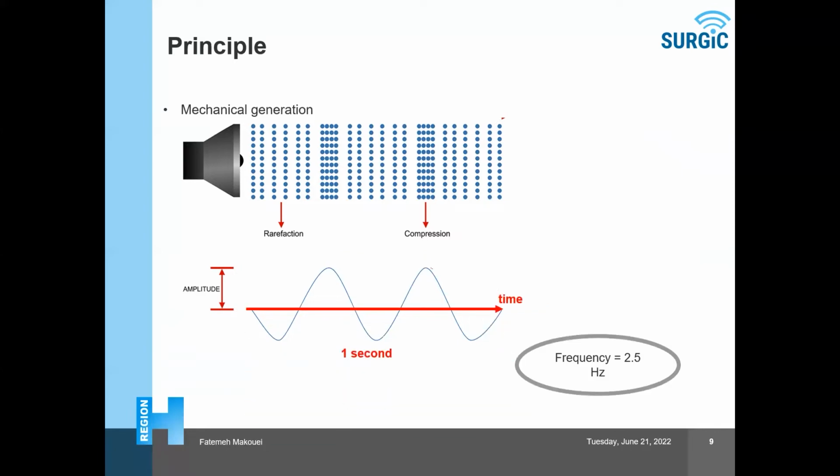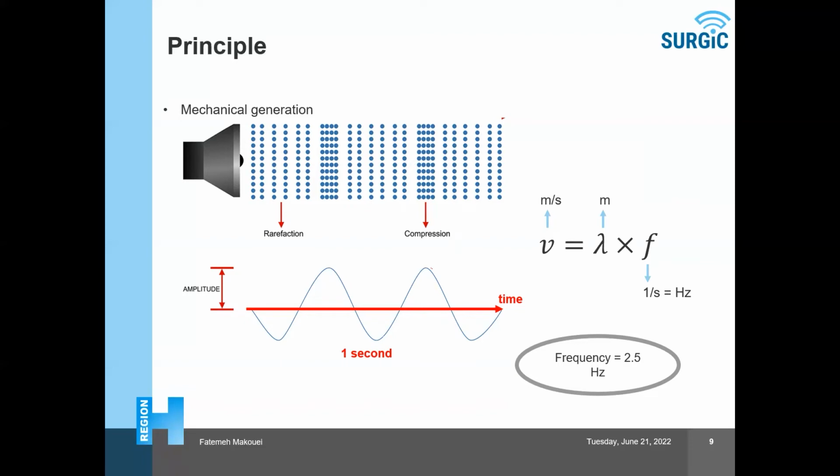And frequency, it is the number of cycles produced in 1 second. So here, for this specific example, the frequency is 2.5 Hertz. Imaging frequency is an important factor because it determines the penetration, which is the ability to pass through tissue, and the resolution of the image. We will discuss it further later. Modern transducers allow us to change the imaging frequency within a certain range.